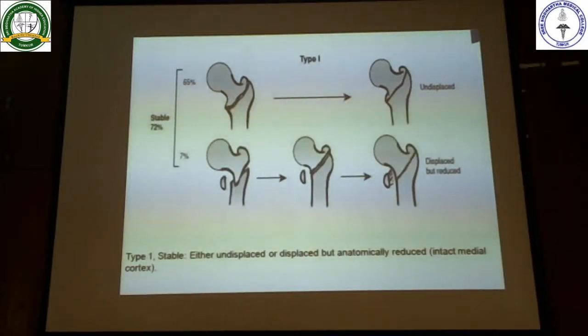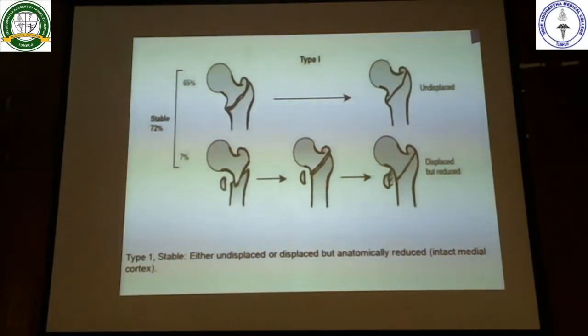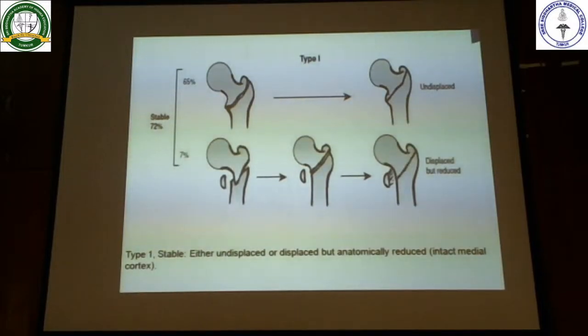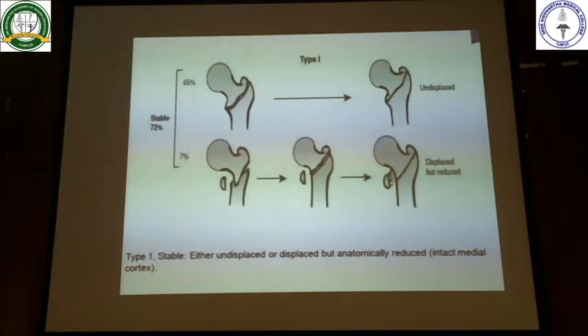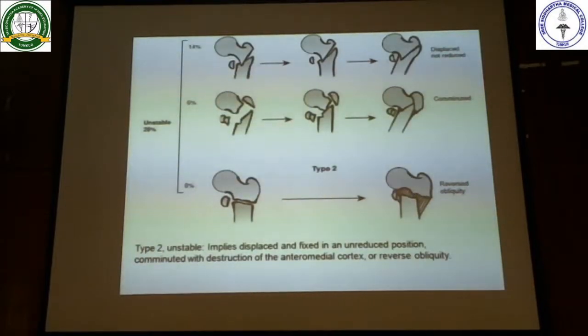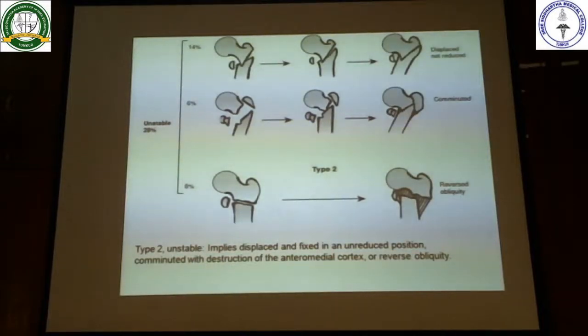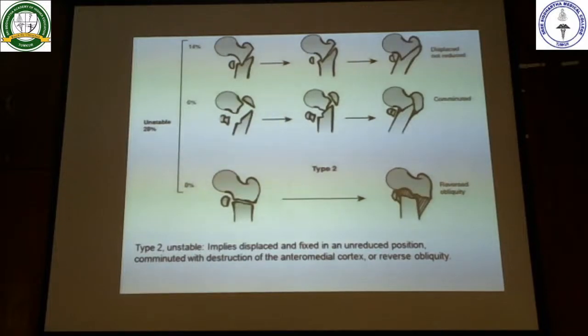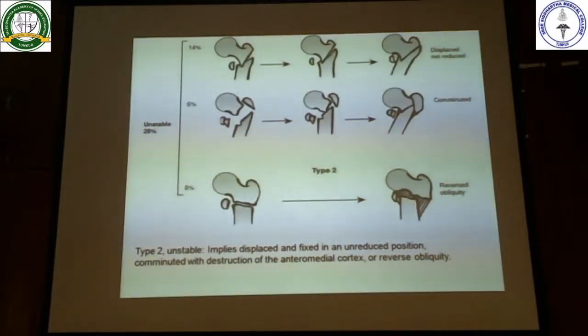Type 1 is stable. It is either displaced or undisplaced, but it is anatomically reduced. So type 1 is stable. It can be displaced or undisplaced, but it can always be reduced. In type 2, again it is unstable. Type 1 is stable, type 2 is unstable. So it implies displaced and fixed in an unreduced position, comminuted with destruction of the anteromedial cortex, or reverse obliquity. So that is known as type 2.